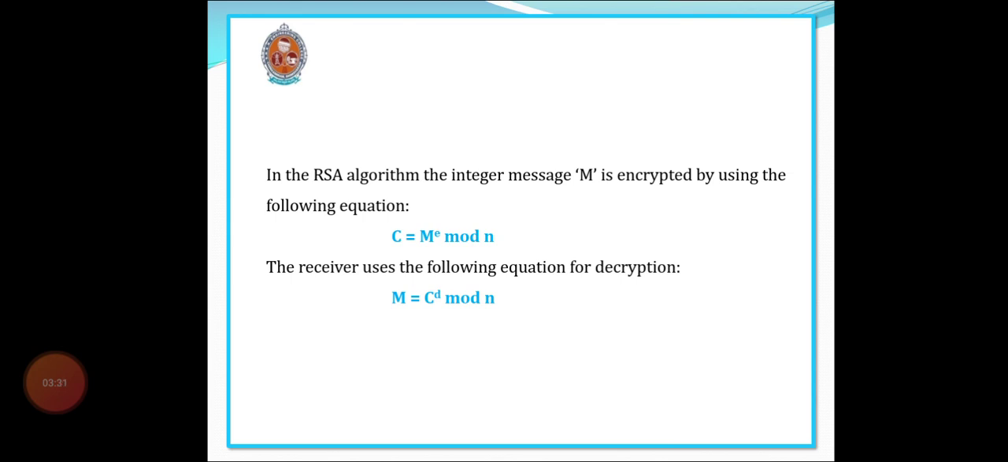So we can easily observe that here we use two keys. One key is e comma n, that is the public key used in the encryption process, and the other key is d comma n, that is the private key used in the decryption process.